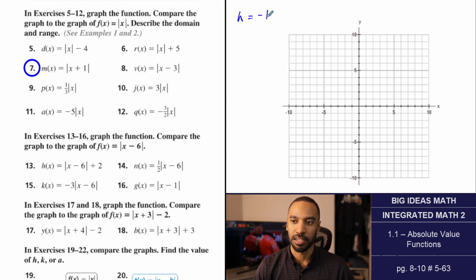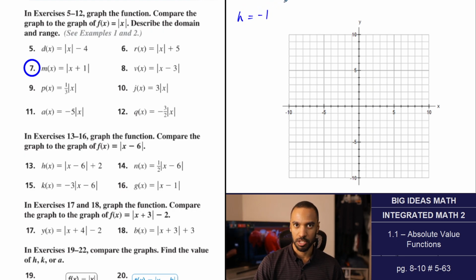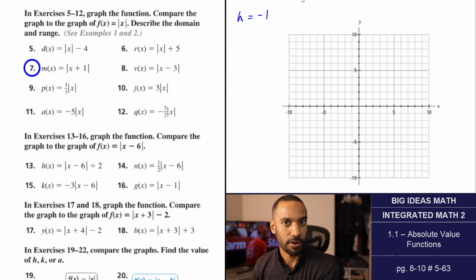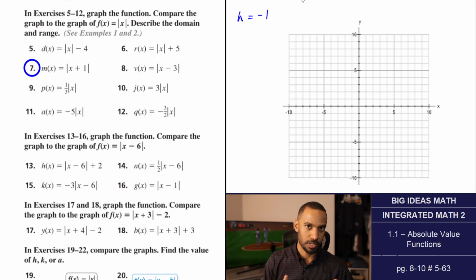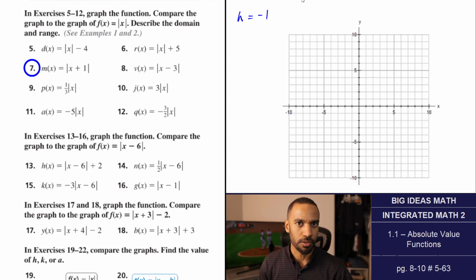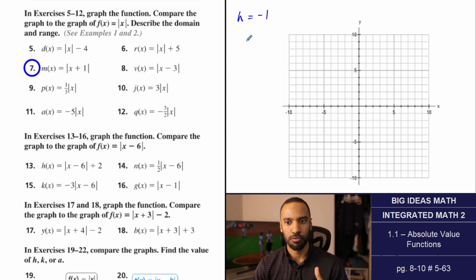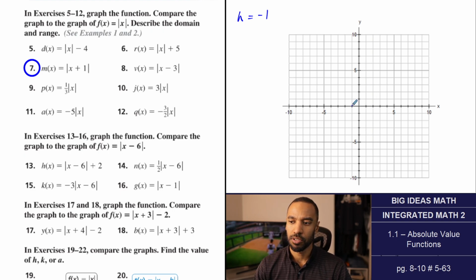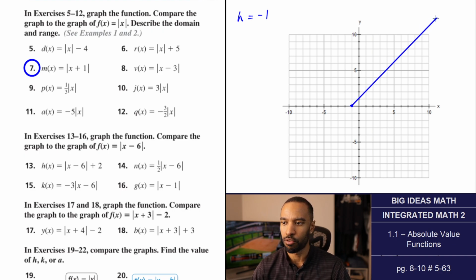The h has to be negative. X minus -1 becomes x plus 1. You plug in -1 for x, then you get 0 inside the absolute value. That's kind of what reveals your vertex, if you will. The h is -1, k is 0, a is 1. This time we shift 1 unit to the left. 1 unit to the left for the vertex. The a is still 1, and if you don't mind, I'm just going to go up 1 over 1.